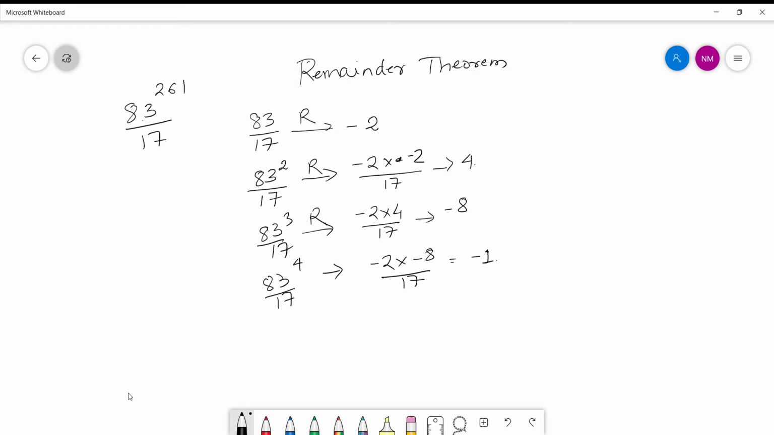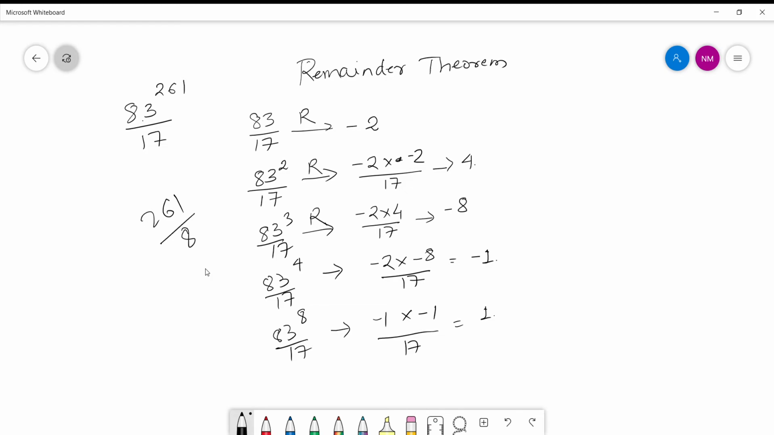Now you can see that since I got a -1 remainder, I can reach a remainder of 1 very easily, right? How? Because -1 into -1 will give me a remainder of 1. So I just have to square it. So this will be -1 into -1 by 17, which will give me a remainder of 1. So I know that it is going to repeat every eighth power. It is going to be a remainder of 1, right? Because 83 raised to the power 16 by 17 will again give me a remainder of 1, because it is 83 raised to the power 8 into 83 raised to the power 8 upon 17, which is 1 into 1 upon 17. So I have to see what remainder I get when I do this, right? Because that is what I'll get as the remainder.